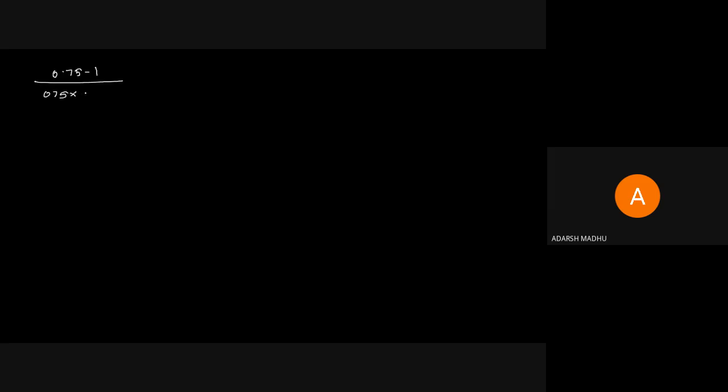0.75 into C minimum by C max, which is 0.806, minus 1, equal to exponential of minus NTU into 1 minus 0.806. So find out the value of 1 minus 0.806, and we will get this equation.